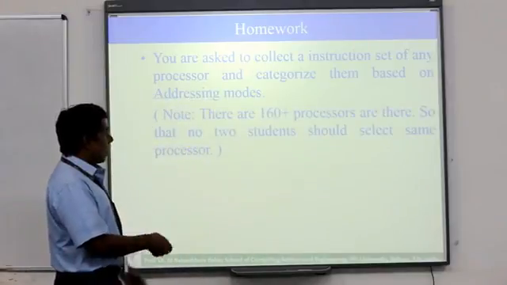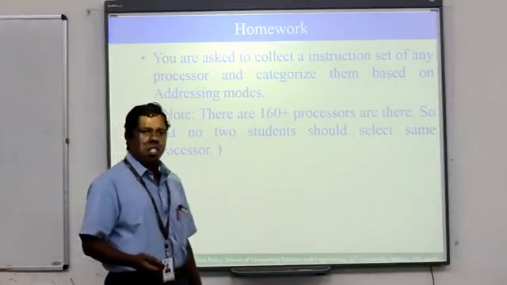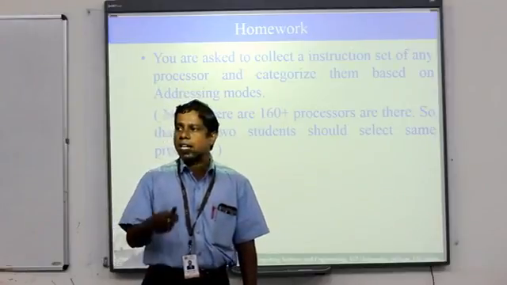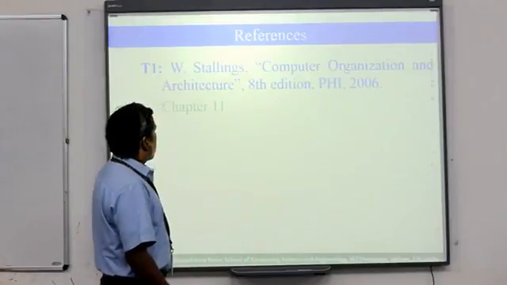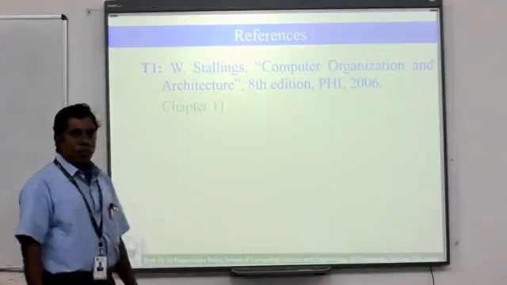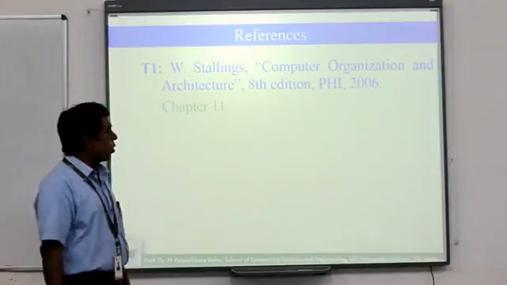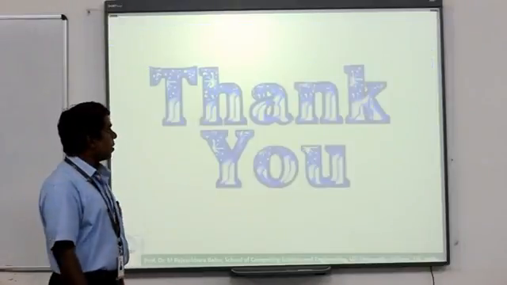This is the information for you. There are 160 plus processors, and you can choose any one of them, collect the instruction set of that processor, and categorize them based upon the addressing mode. This is the textbook. Chapter 11 covers this content, so you can look into chapter 11 for more and more information.